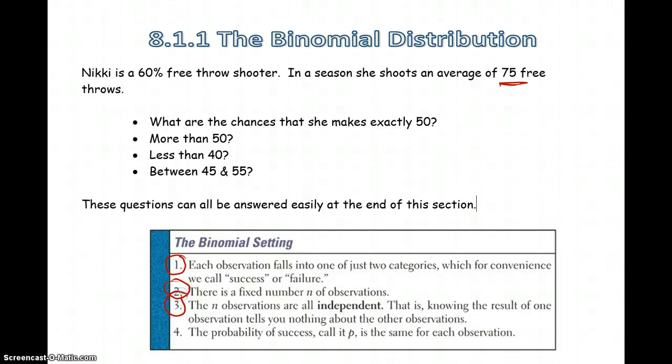Everything needs to be independent. So each free throw she shoots has nothing to do with the last, or each coin you flip has nothing to do with the last. And the probability of success, which you will call P, has to be the same every single time. So every single time, there's a 60% chance she's going to make her shot, or a 20% chance she's going to get the question right. And obviously, if she's not going to succeed, she's going to fail. The book likes to call failure 1 minus P. We're going to refer to it just as Q. So P is for success, Q is for failure. Okay?